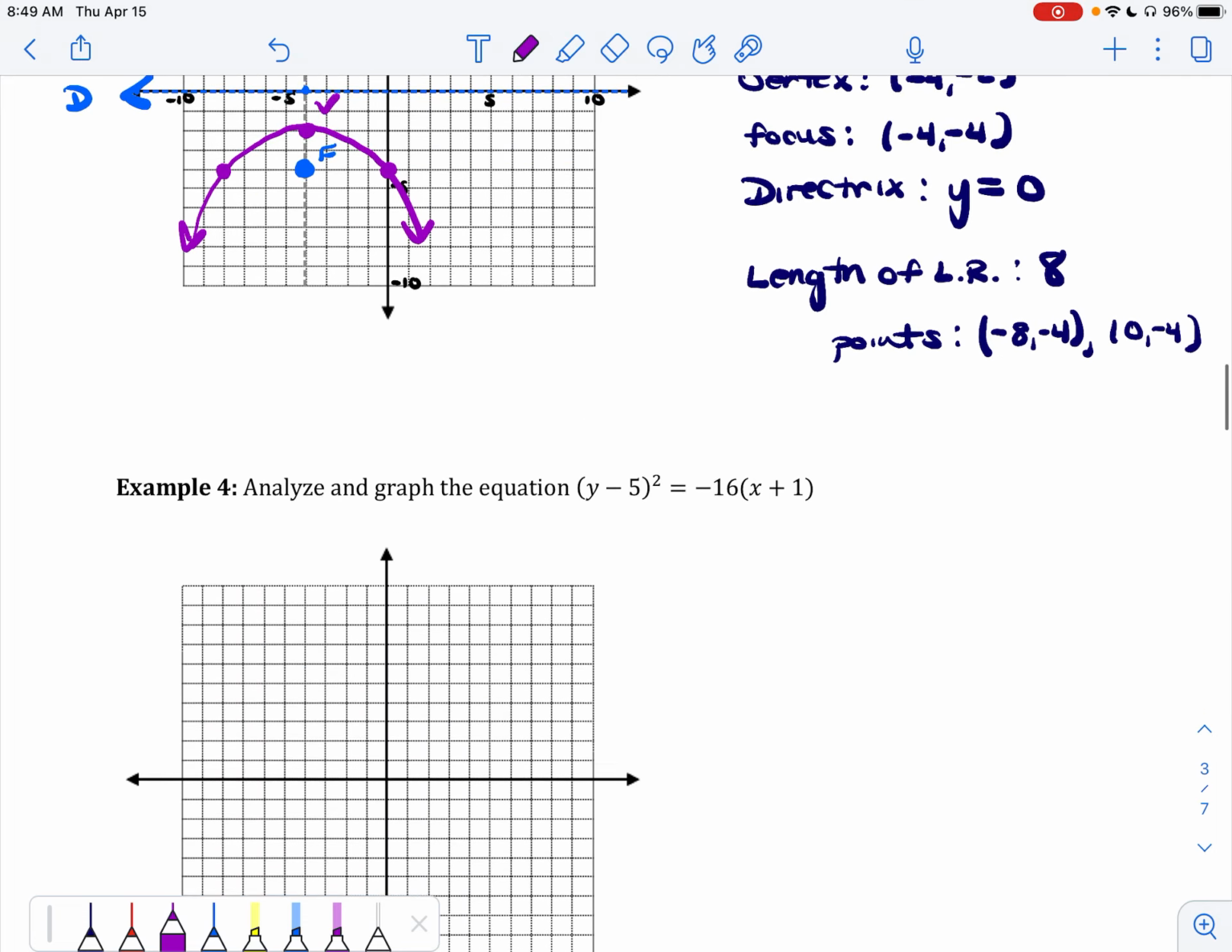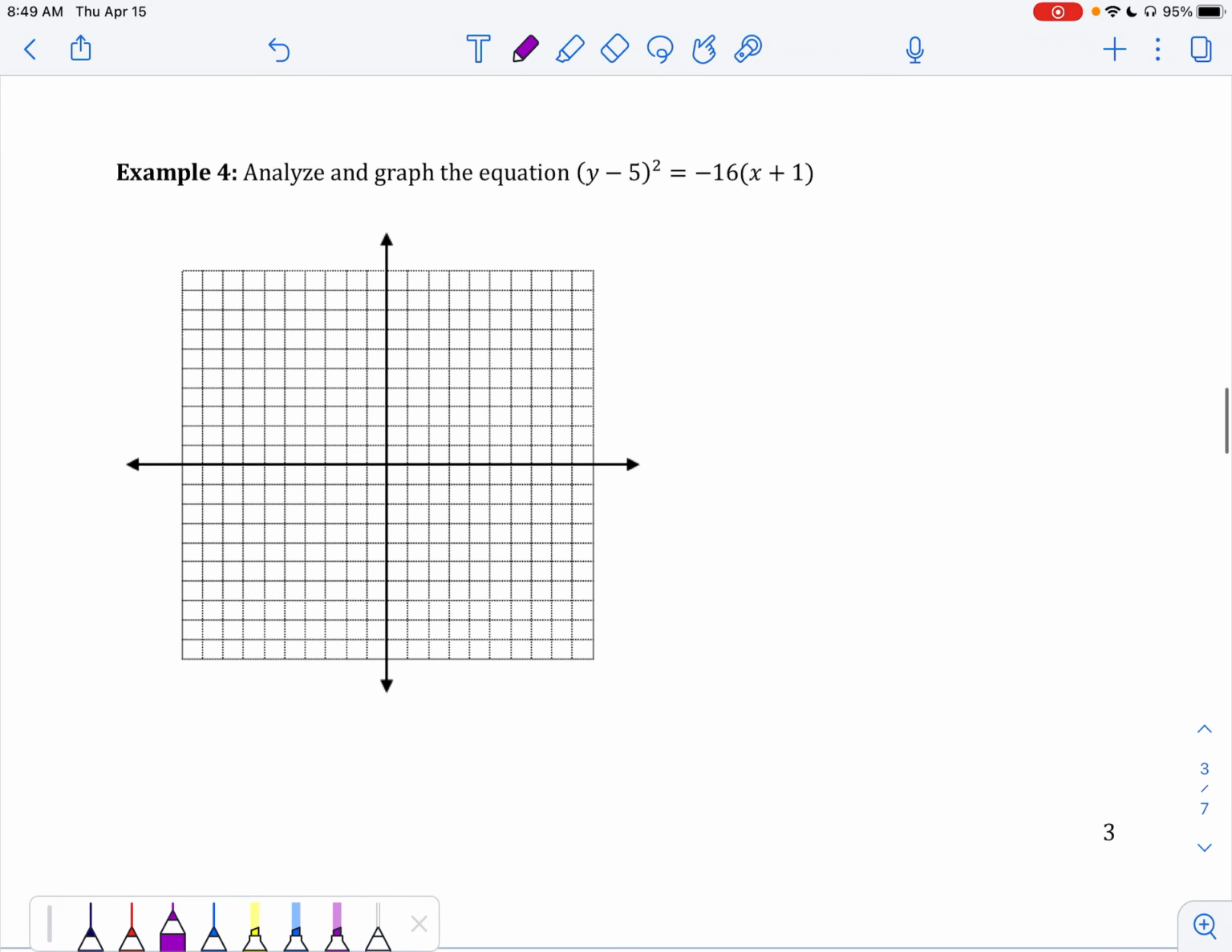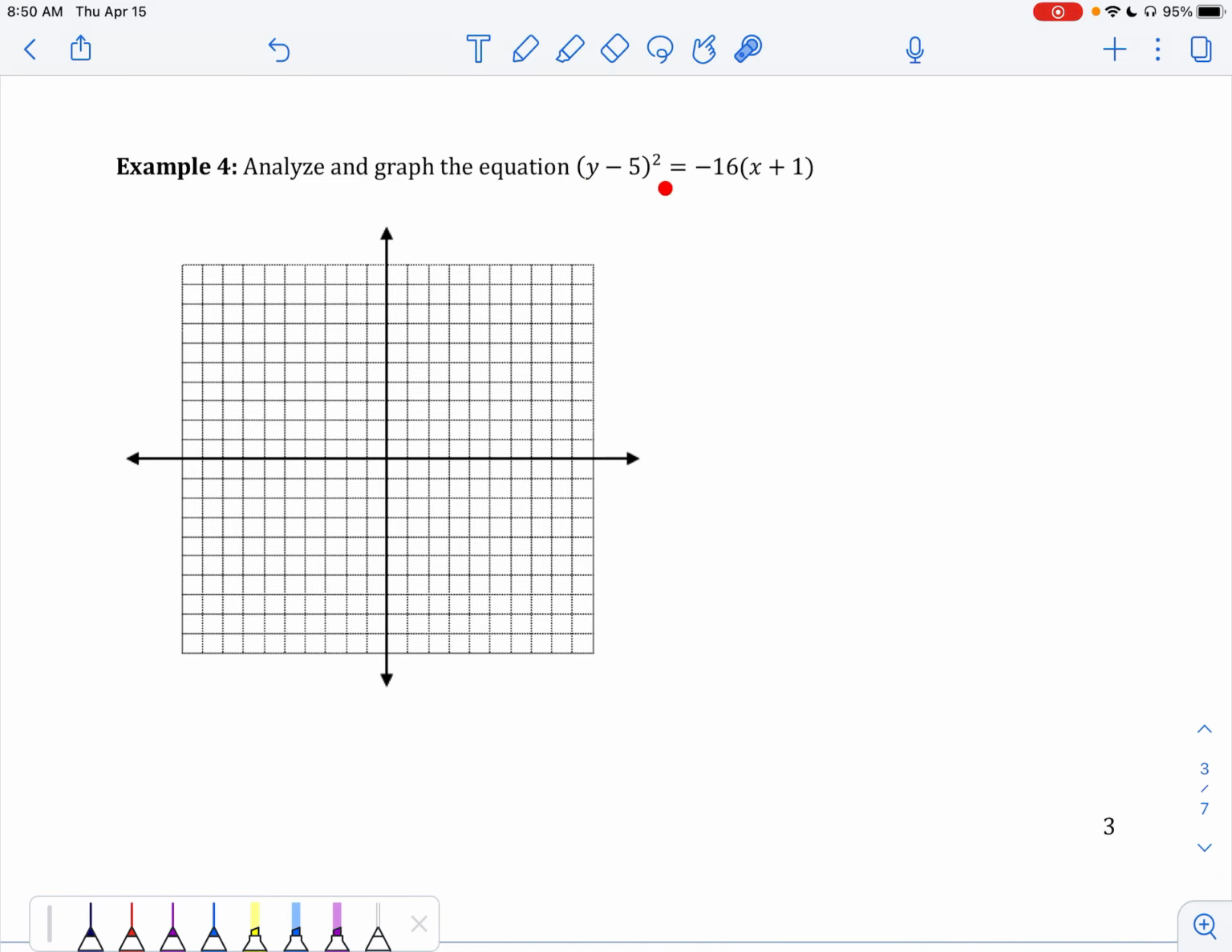All right. Let's try another one. So again, analyze and graph the equation. Okay, so first things first, let's figure out the direction that our parabola is opening. In this case, we have (y - 5)² = -16(x + 1). So we have a y squared, and we have a negative coefficient in front of our x. That's telling us that our parabola is opening left.